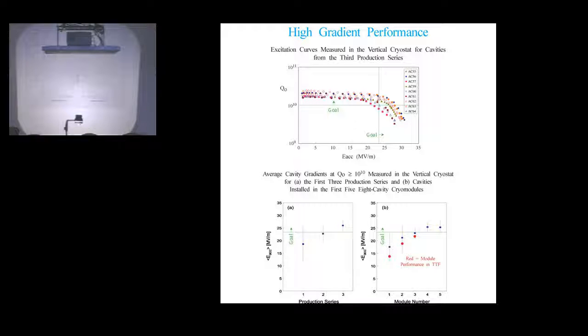And so their latest cryo module is getting very close to their design gradient here of 23. When you put 8 of them together, you're sort of limited by the weakest one. If it doesn't work, you have to lower the rest of them down, so they're a little more limited in that sense.